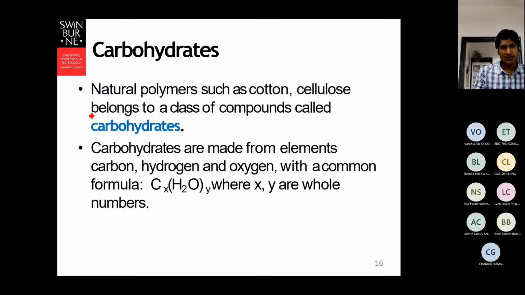For carbohydrates, carbohydrates are natural polymers such as cotton, cellulose, and all those things. As its name implies, carbohydrate is made of carbon, hydrogen, and oxygen. So carbohydrate does not mean carbon and hydrogen only, there is oxygen as well. All right, and the formula is Cx(H2O)y, where x and y are whole numbers.